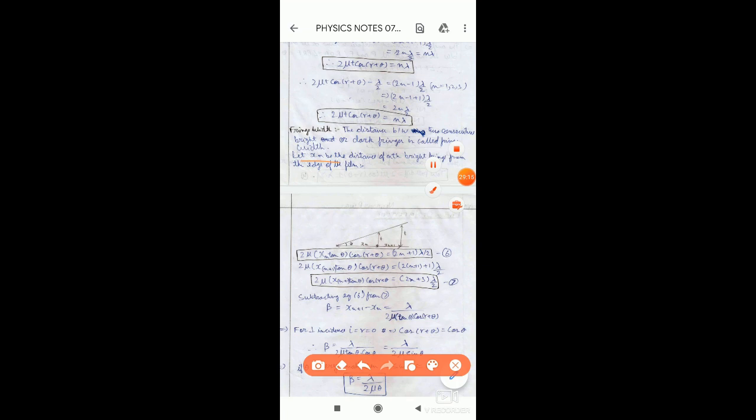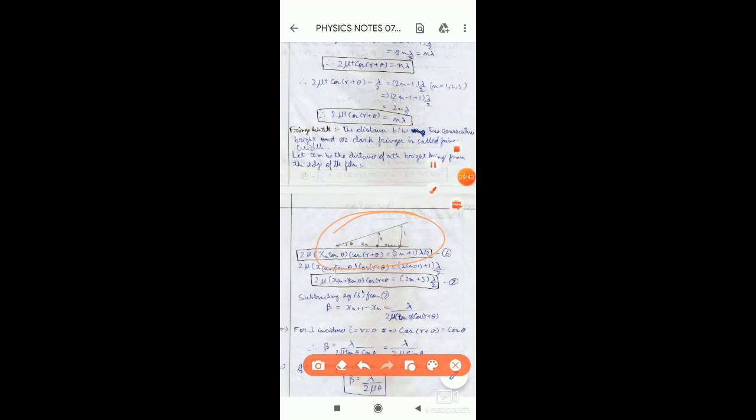Let xn be the distance of the nth bright fringe from the edge of the film. So we can find it out easily. Draw here. Okay, see the figure. Wedge shaped film, xn, t, xn plus 1. There are two positions, xn and xn plus 1.